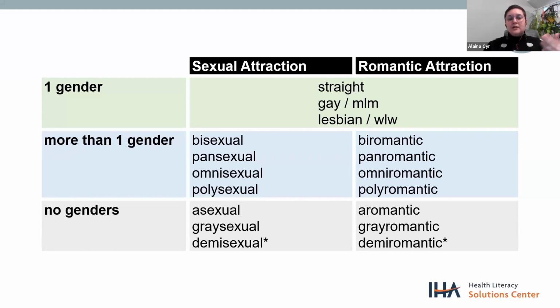More than one gender, again, we've got the bi plus umbrella, which is bisexual, panromantic, omniromantic, polyromantic. And then attraction to no genders, which is the asexual, aromantic umbrella, which would be gray sexual and demisexual, demiromantic. I have a little asterisk beside demisexual and demiromantic, because these people may not consider themselves asexual or aromantic when you talk to them, but from a purely textbook definition, they technically fall under that ace arrow umbrella.